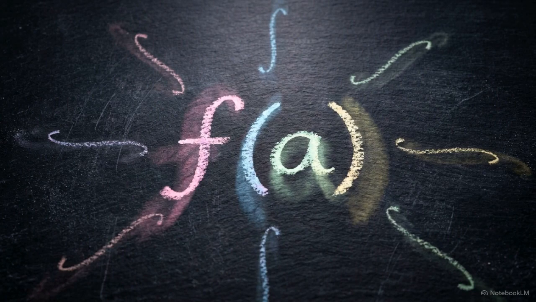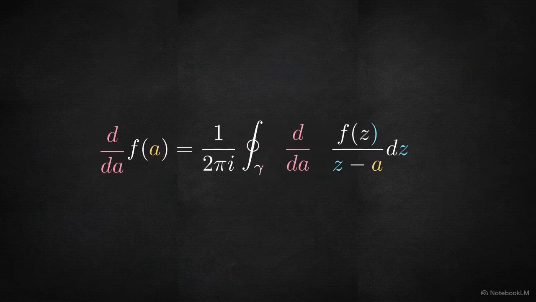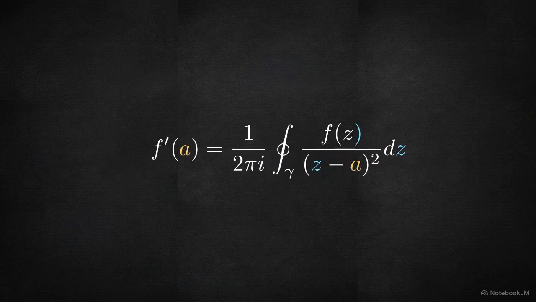Since f of a is defined by an integral, we can examine how it reacts to differentiation. Because the integral is evaluated with respect to the boundary variable z, we can differentiate with respect to the interior variable a directly inside the integral sign. This leads to a significant result.